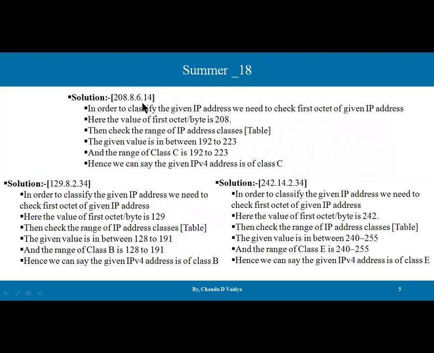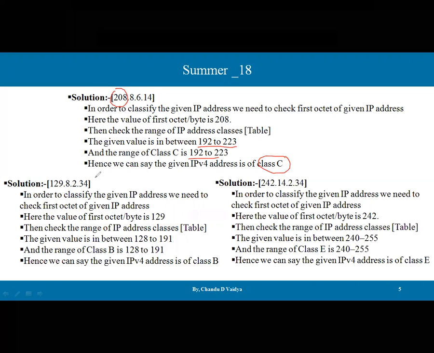Again the simple process. The process is only: the first octet is what? 208, and 208 is in between 192 to 223. So this belongs to class C. So hence we can say this given IP address, IPv4, is class C. Then the next is what?